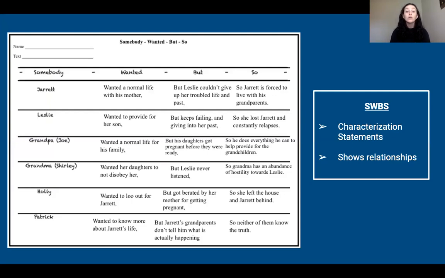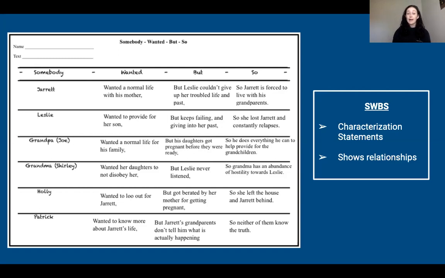Another activity that is so key for the summative assessment is a "somebody wanted but so" worksheet. This is a characterization worksheet that allows the students to dig into more about the characters' lives and what is happening with each individual character. On the left, the teacher would give them a predetermined category of characters, and then step-by-step they create this statement. The first character is Jarrett, and the first column is "wanted." So the students think about something that Jarrett wanted. Well, Jarrett wanted a better relationship with his mother. And the next one is "but." So what happened that didn't let him have a relationship with his mother?